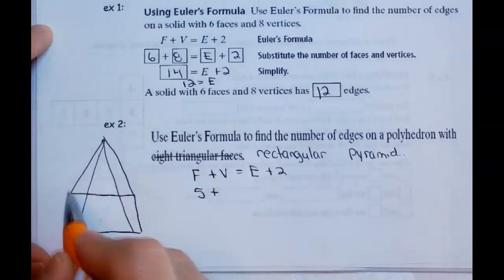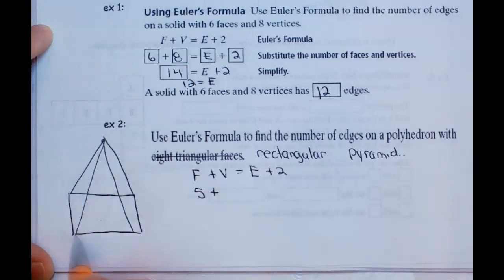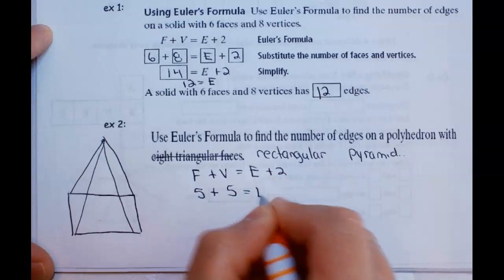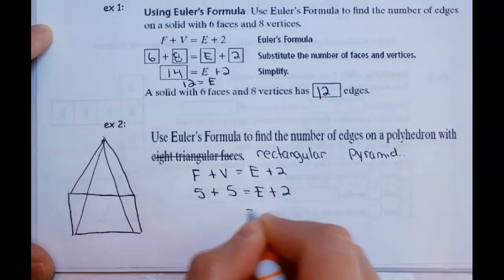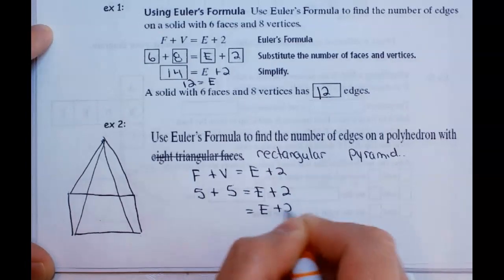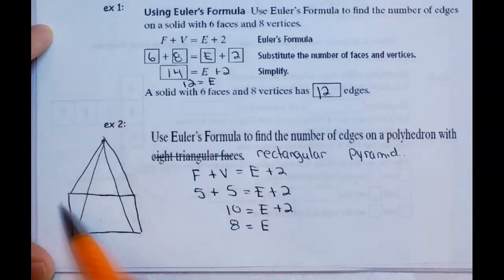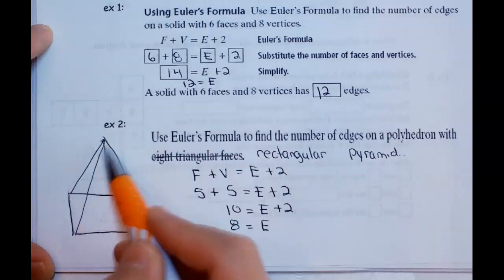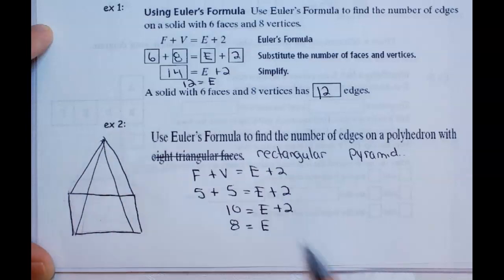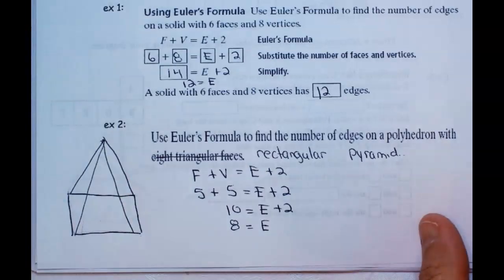Vertices, there are 1, 2, 3, 4, and 5. And we're looking for the number of edges. So we have E plus 2 is equal to 10. So there should end up being 8 edges. Let's count them out. There's 1, 2, 3, and 4. 1, 2, 3, and 4, and we verify that.